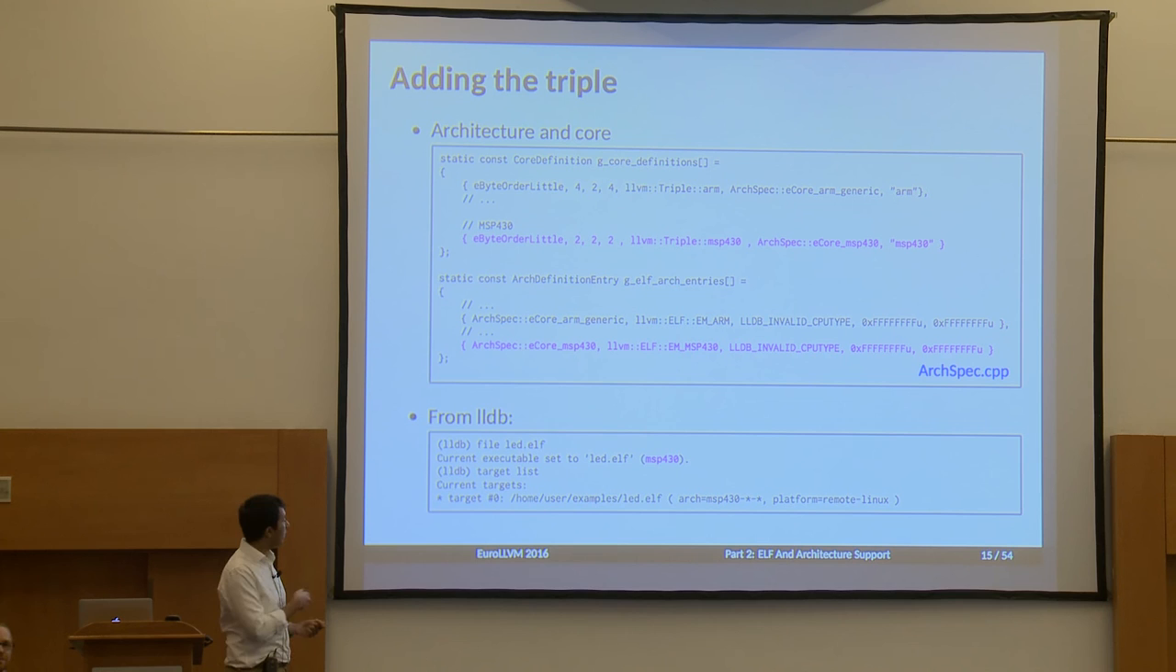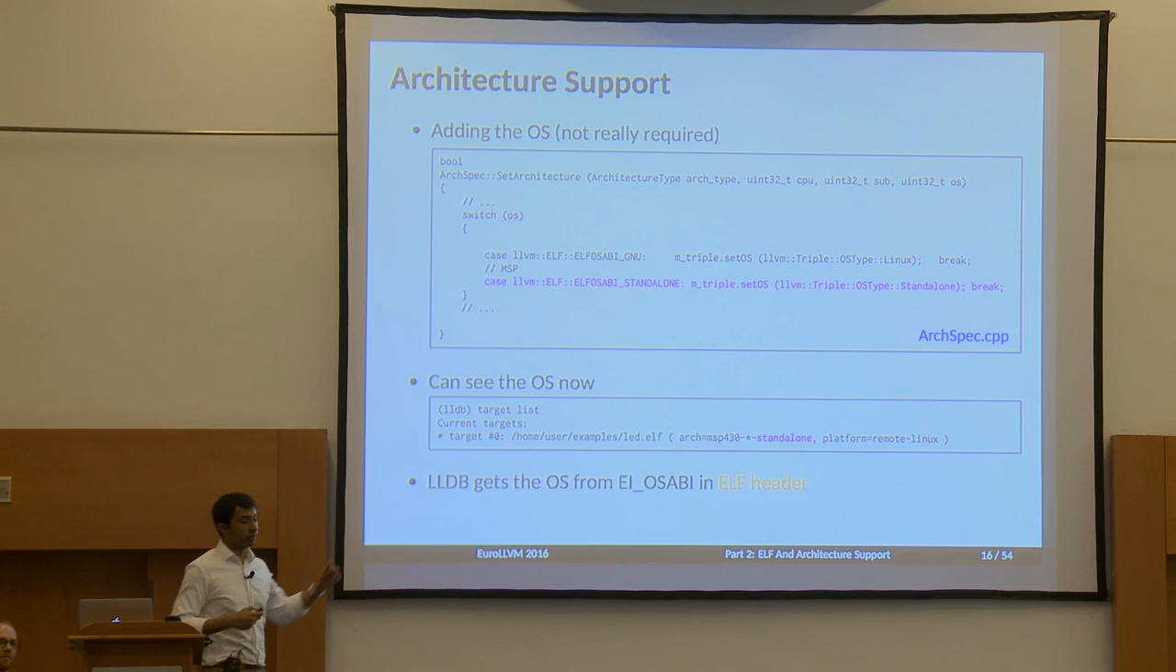And it's as simple as that. Because LLDB understands ELF sections, everything just works as it is. This is not really required to go ahead with debugging, but it's just to show how easy it is to add an OS ABI. If you check the ELF header for MSP430, it would say that the OS ABI is standalone. So that's how you would add that in LLDB. And when you do the target list, you can see the standalone thing appearing there.